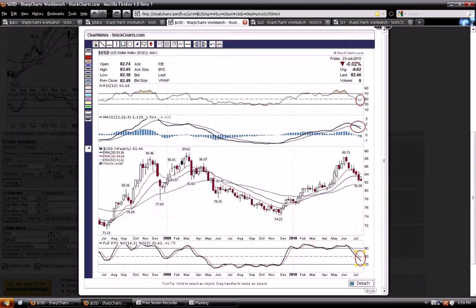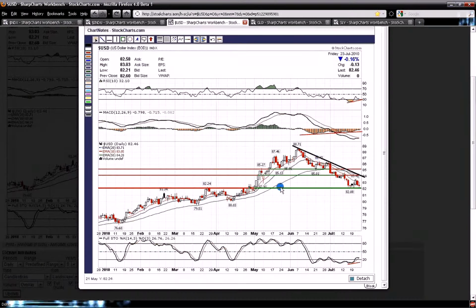Just so you can see what it looks like on the weekly. It's holding strong, but the daily is confirming that it's starting to turn around, so that's a good sign. Let's go to gold.